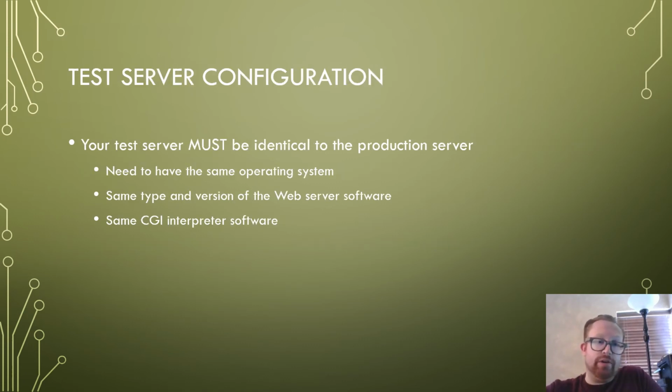Test server configuration. So when you're setting up your test server, if you choose to do this option, it must be identical to the production server. That makes common sense. You need to have the same operating system, the same type and version of the web server software, and the same CGI interpreter software. Essentially, what the text is telling you to do is to have everything the same setup you'd use to create your website be the same as the server that's going to host your website as well.